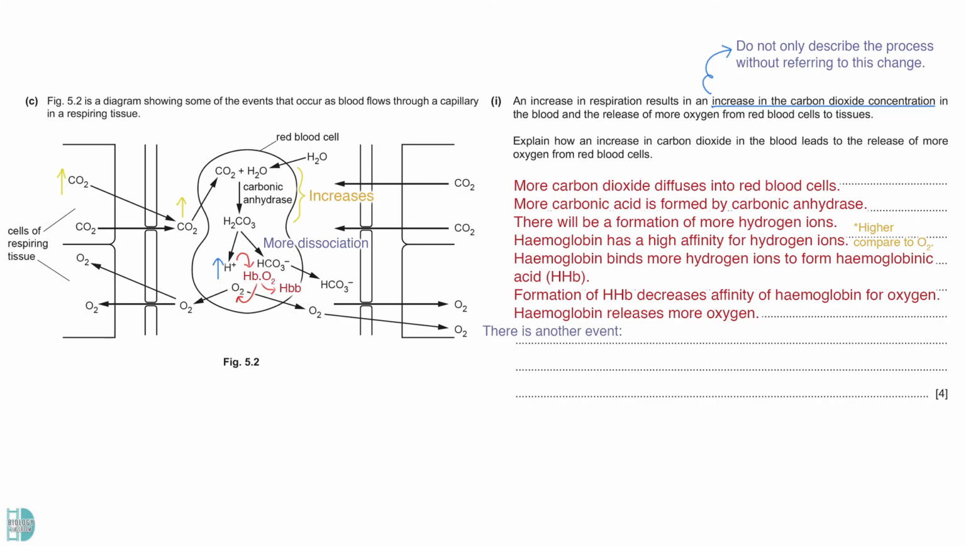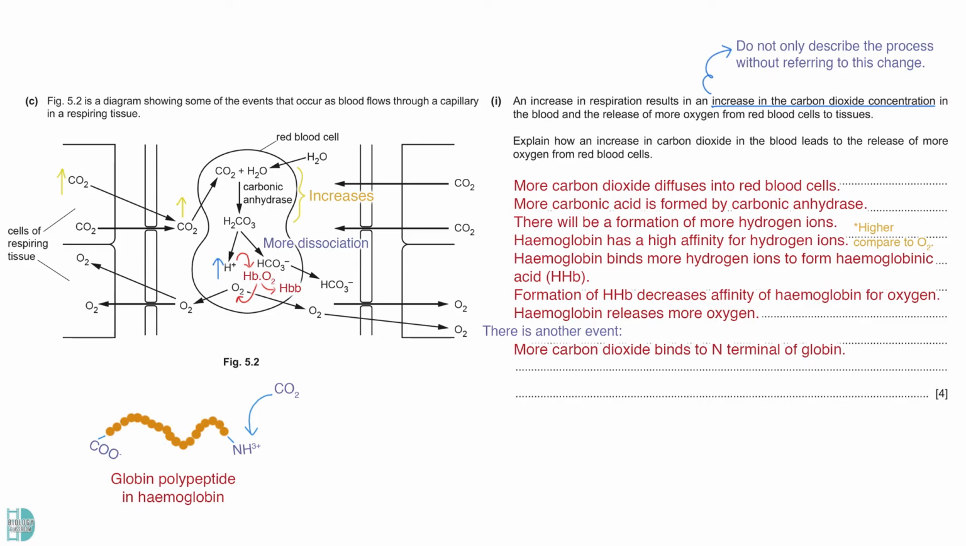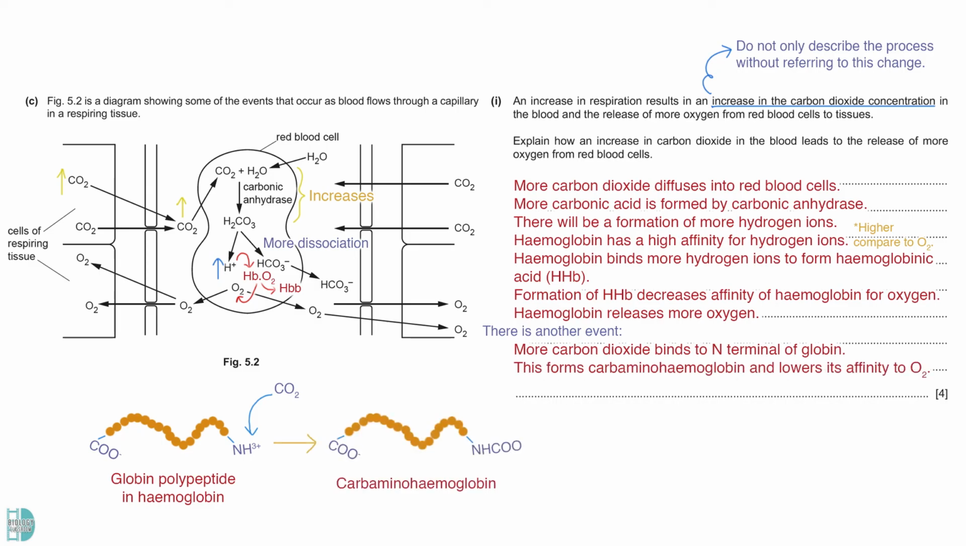There is a second event that also causes the release of more oxygen. Carbon dioxide can bind to the N-terminal of globin. Globin is the name of the polypeptides that form hemoglobin. Carbaminohemoglobin will be formed. This lowers the affinity of hemoglobin for oxygen due to the allosteric effect. The allosteric effect refers to the change in the tertiary structure of hemoglobin. This change in shape favors the dissociation of oxygen.